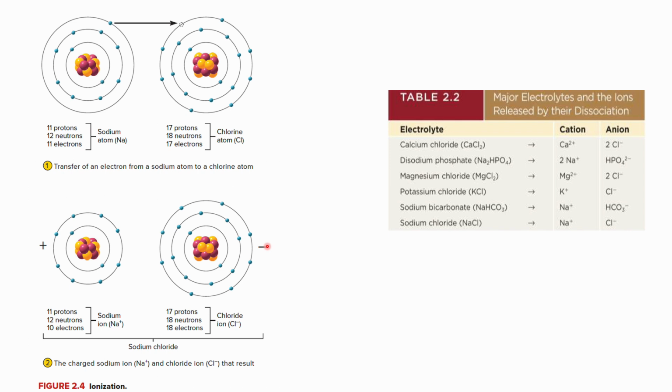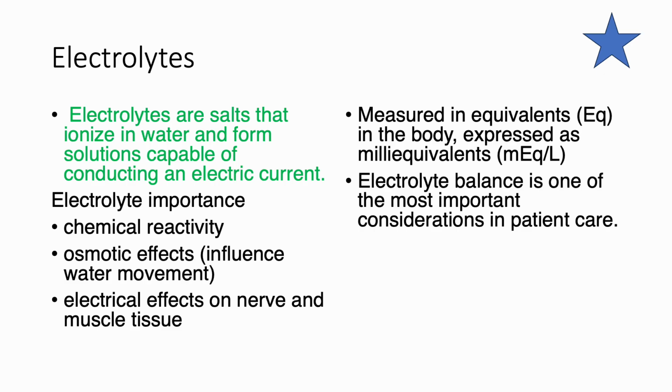This is ionization. And here we have the electrolytes that will be produced when we place these salts in water. Calcium will give us calcium chloride. Sodium will give us sodium chloride. Sodium bicarbonate will give us sodium and bicarbonate, etc. Again, electrolytes are salts that ionize in water and form solutions capable of conducting an electric current.